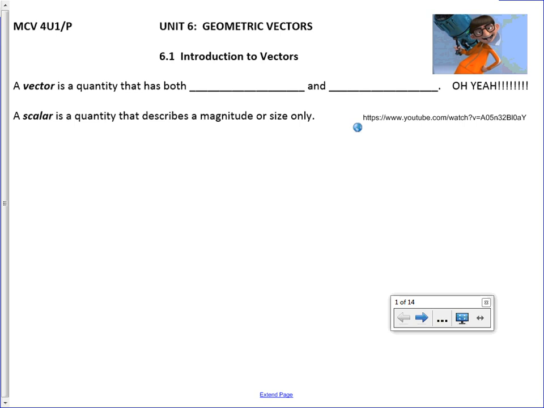And so that is what a vector is. It's a quantity that has both magnitude and direction. A scalar is a quantity that describes a magnitude or size only. So vectors have this associated direction. That's what makes them different from just a scalar number.